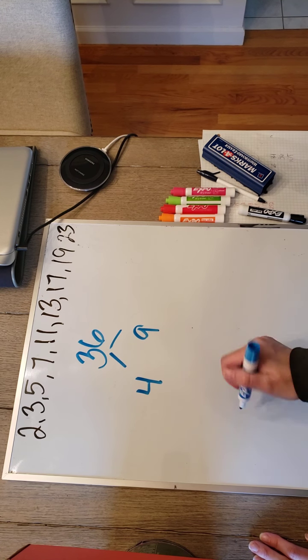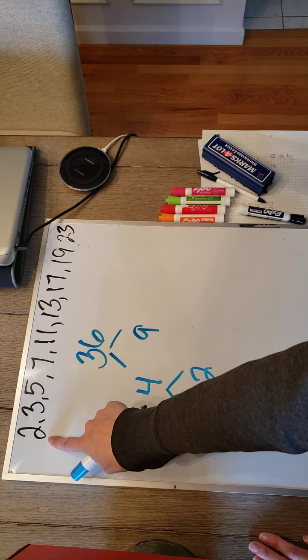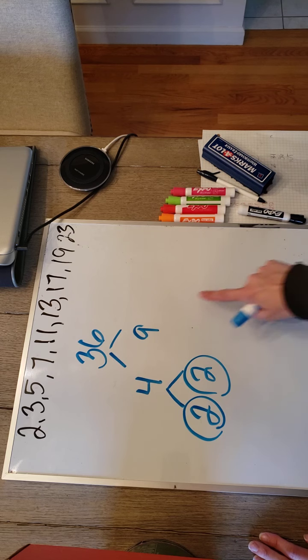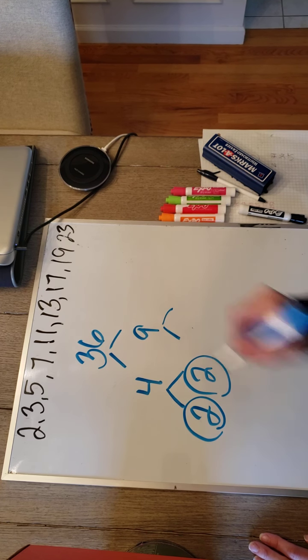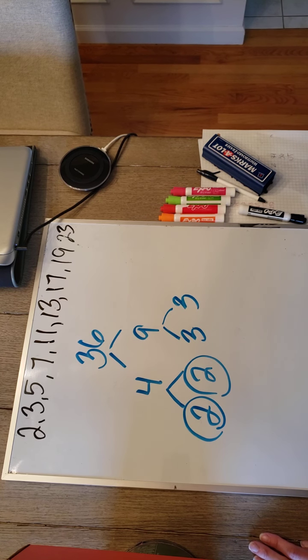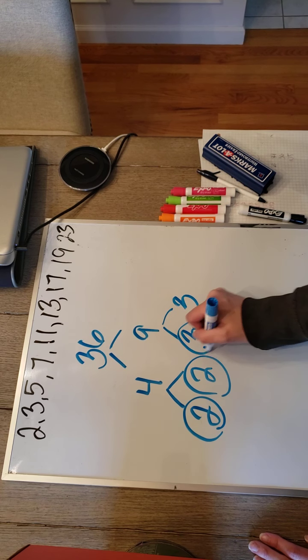So go to your 4. What does 4 break down to? 2 and 2. Is 2 prime? Yes. We can't make our list yet because the 9 is not circled. So we know something times something is 9, and that's 3 times 3. Is 3 prime? Yes, it is.